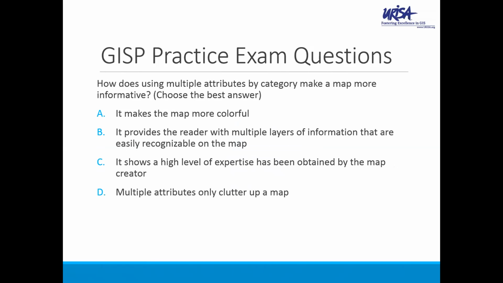And finally, how does using multiple attributes by category make a map more informative? We're back to choosing the best answer. And for this one, it's B. It provides the reader with multiple layers of information that are easily recognizable on a map.